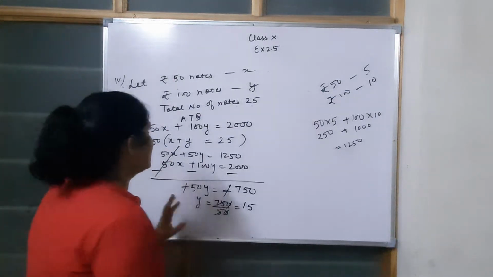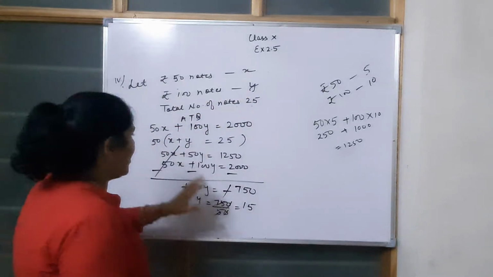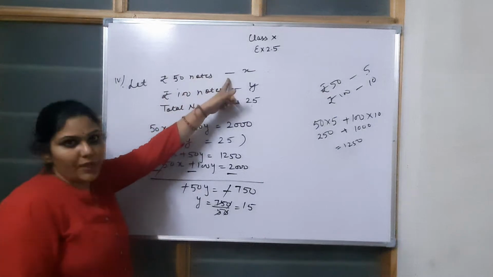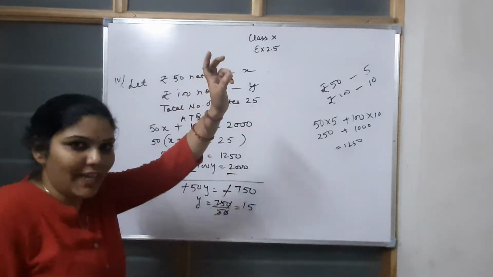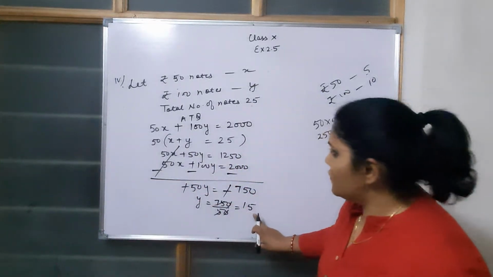Alright, so y is 15. It means the number of rupees 100 notes she has is 15. Now you just need to find the number of 50 rupees notes. So what you have to do, you remember that? We have discussed a lot of questions like that. So we will be putting y equals 15 in this equation.